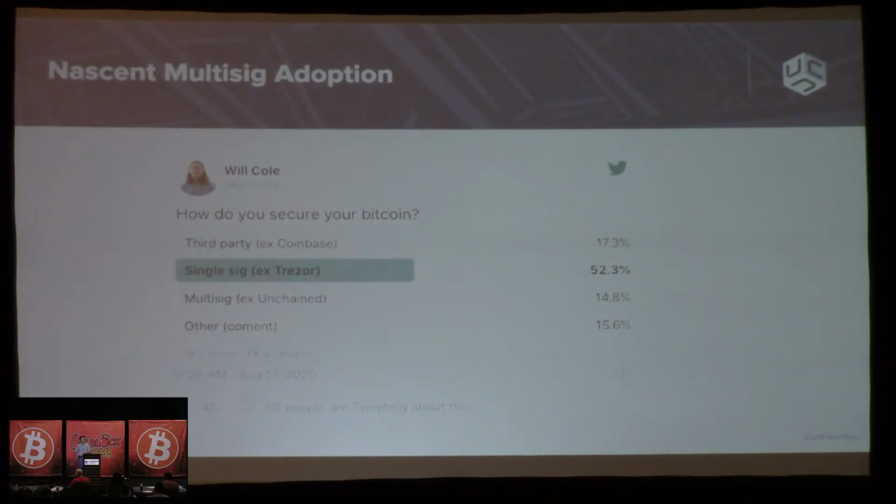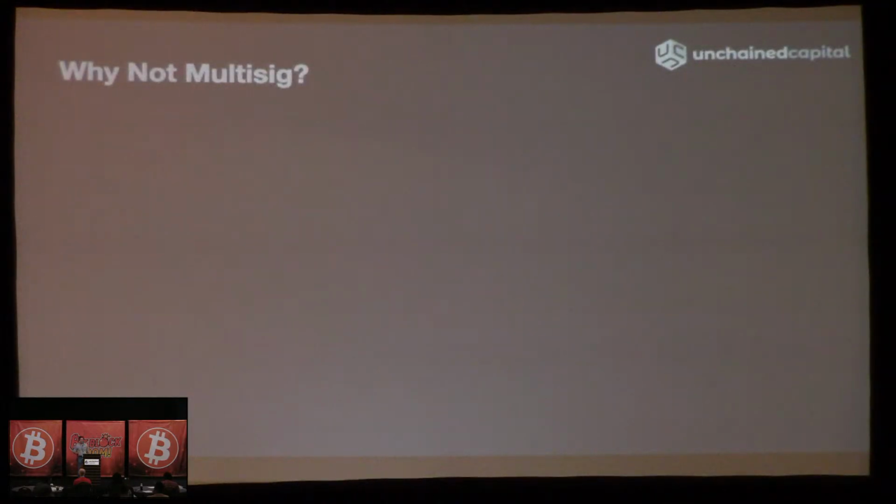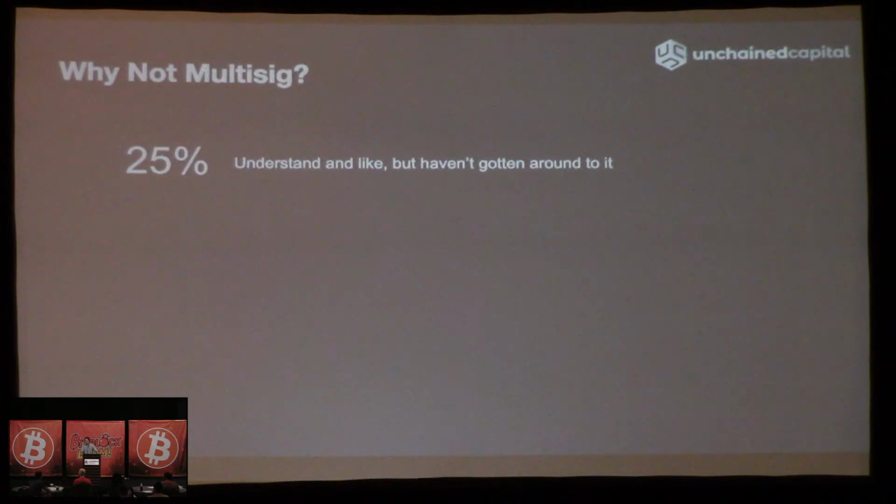There's a lot of self-sovereign Bitcoin holders in this poll. The problem I see is that there's not as many people using multisig as I think should be. And I think that is mostly because people don't understand how it works. And further, I got into the DMs with people that were answering this poll, and they told me as much. So I asked them directly, why aren't you using multisig? Around 25% of the people I asked said they understand it, they kind of like it, but they haven't gotten around to it, right?